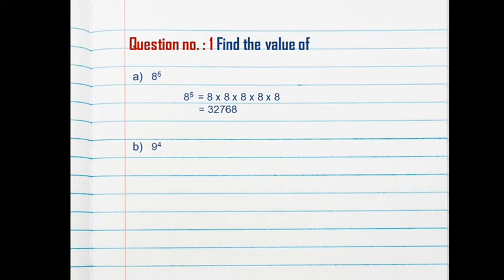Then question number B, 9 raised to the power 4. So we will write it as 9 raised to the power 4 equals 9 into 9 into 9 into 9. It means we will multiply 9 with itself 4 times, as the base is 9 and the exponent is 4. So when we multiply 9 with itself 4 times, we will get 6561. This is how we have to find out the value.